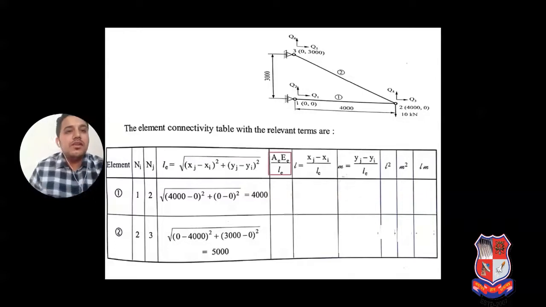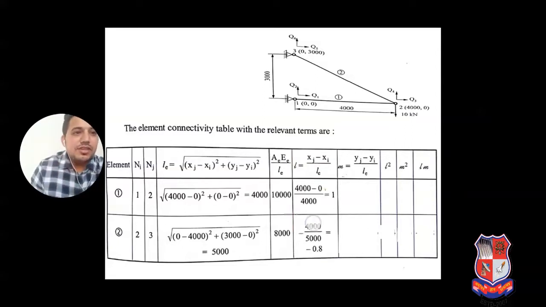Similarly we have to find out AE upon L. So we put the value of A, E and LE, and this is my answer. Similarly we have to find out l, the cos component, x2 minus x1. Here x2 is 4000 minus 0 by 4000 is equal to 1. Here we are putting 0 minus 4000 divided by 5000, which is equal to minus 0.8. So this is the other value for l.